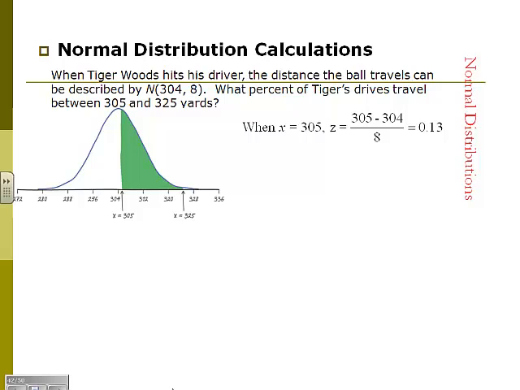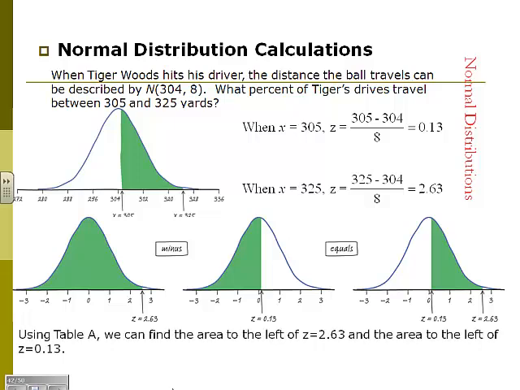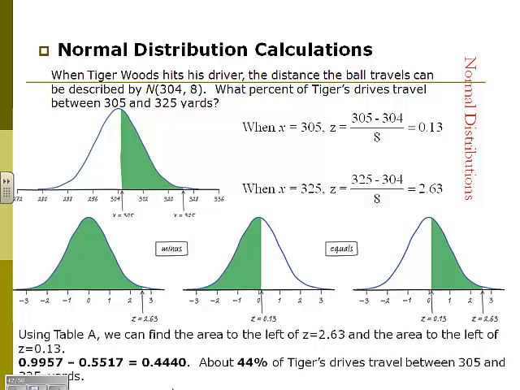Next, we're going to standardize, so we find the z-score for 305. So 305 minus 304 over 8, and we get a z-score of 0.13. Then we find the z-score for 325, and we get 2.63. Next, use the table to figure out the area. The z-score of 2.63 is the one on the left. We find that area and subtract from it the area that corresponds to 0.13, and that gets the missing area that we're interested in. So using Table A, we figure out that about 44% of Tiger's drives will travel between 305 and 325 yards.